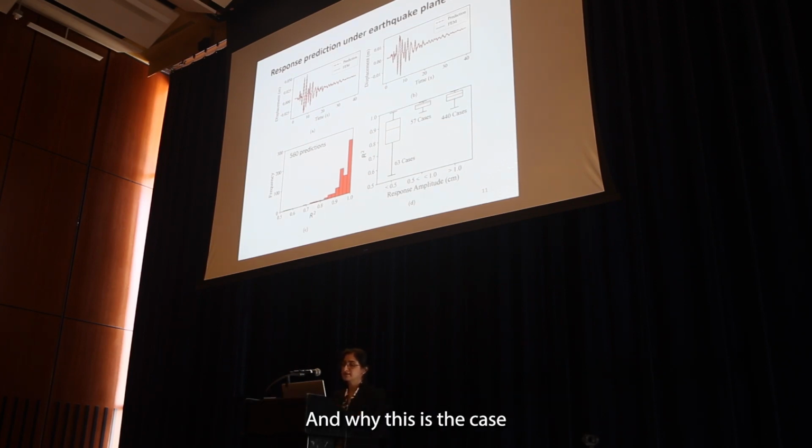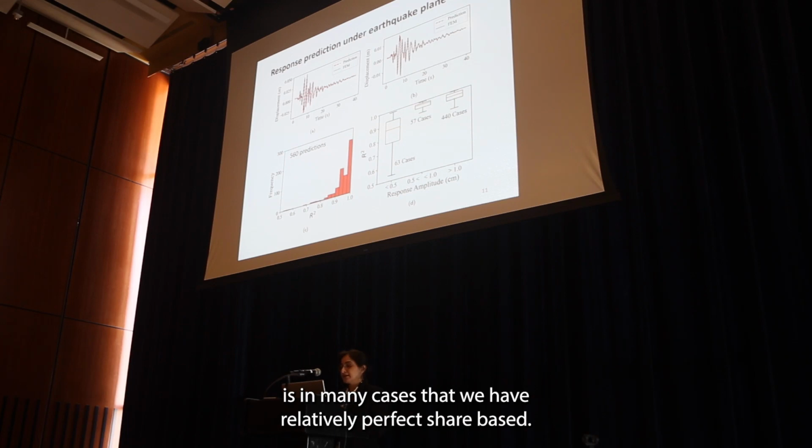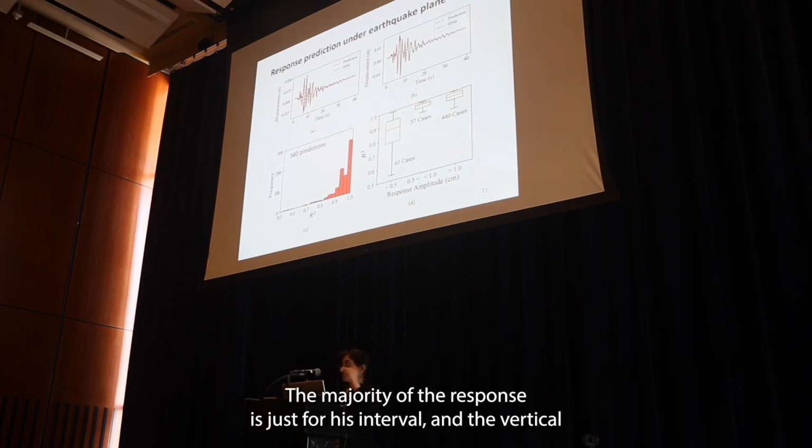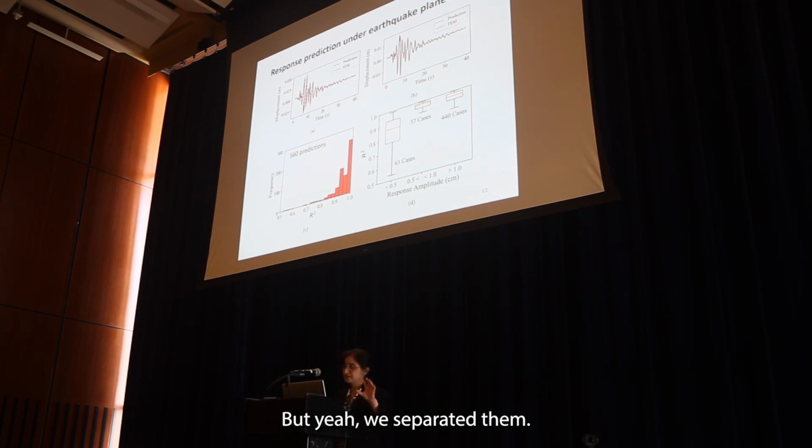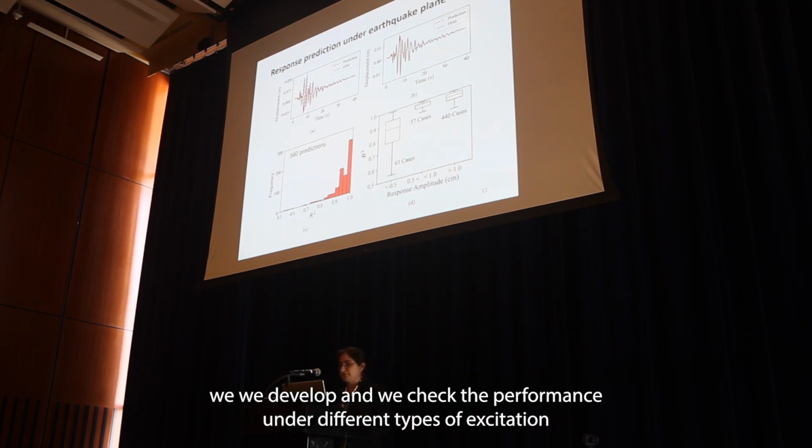And why this is the case is that in many cases we have vertically propagating shear waves, the majority of the response is just horizontal and the vertical displacement is quite small, and therefore the model has difficulty in predicting them. But with separating them, we should be able to improve the accuracy. So this is the model that we developed, and we checked the performance under different types of excitation.